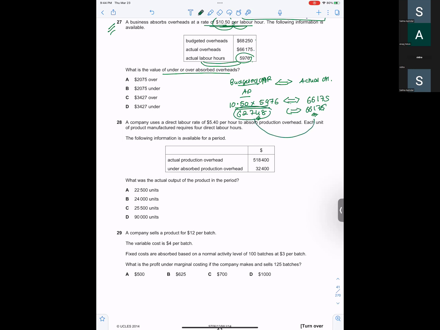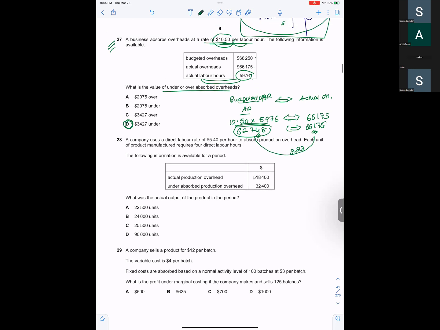How much is the difference? 3,427. Yeah. So when you calculate under absorbed or over absorbed, what do you calculate? You calculate the budgeted OAR and multiply it with the actual production. And then compare it with the actual overheads.